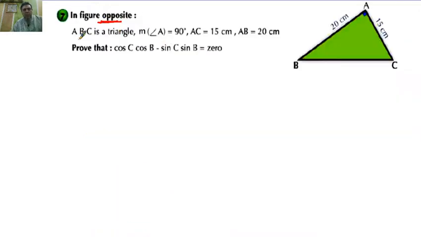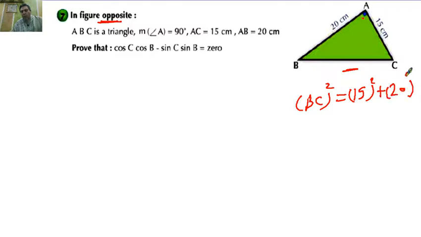In the opposite figure, ABC is a triangle. The measure of angle A equals 90 degrees, AC equals 15, AB equals 20. Then we must find the length of BC. BC squared equals AC squared, 15 squared, plus 20 squared, equals 625. By taking the square root, BC equals 25 centimeters.